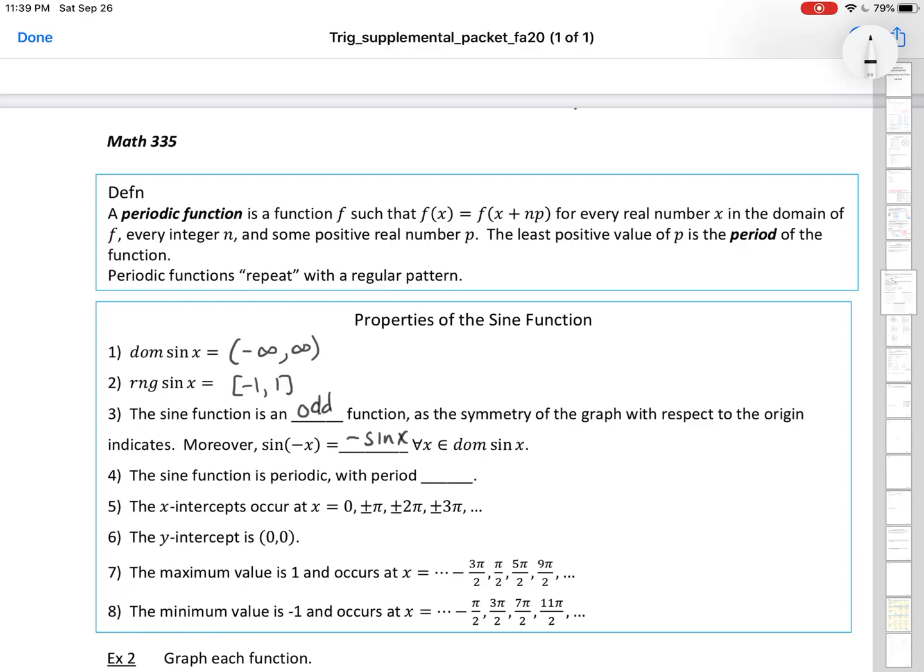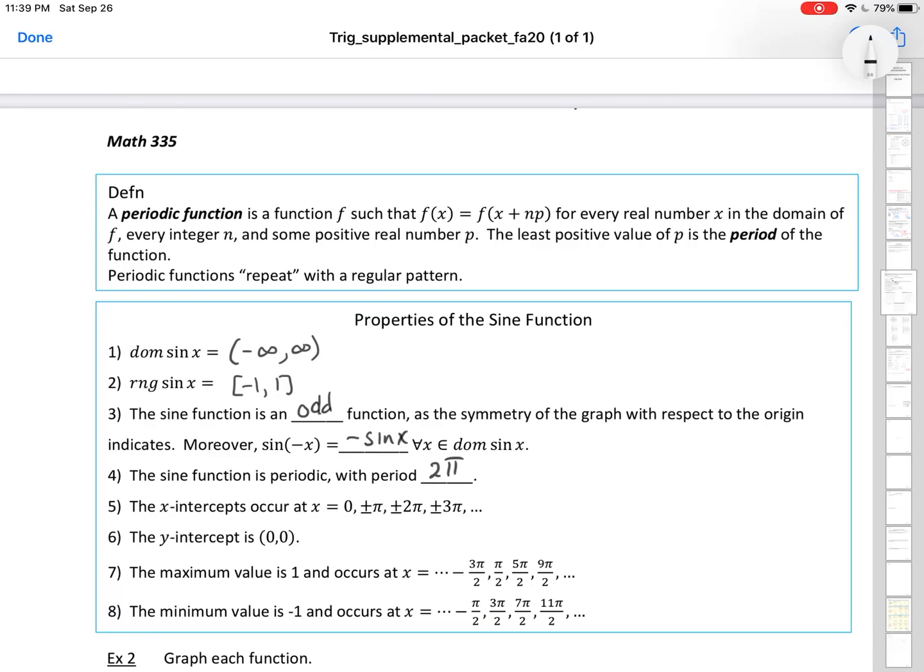The sine function is periodic with period 2 pi, like we identified. It has intercepts on all the multiples of pi. Its y-intercept is 0, 0. The maximum value, which is 1, occurs at all the odd multiples of pi over 2.